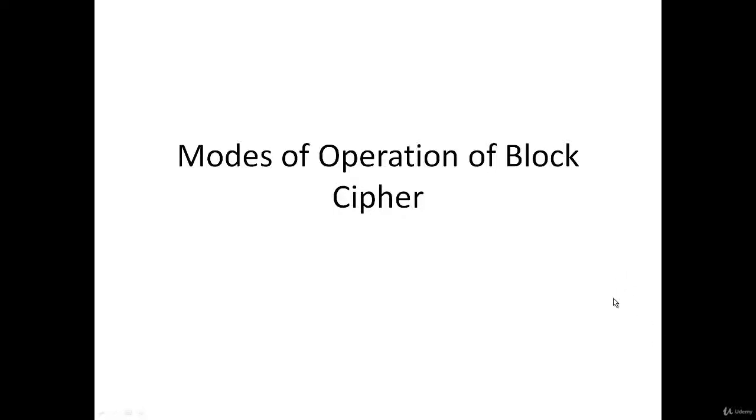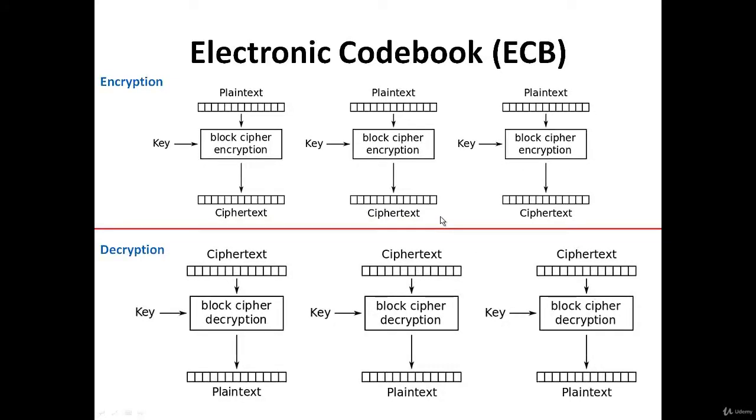So block ciphers operate in different modes. That means block ciphers are the ciphers which encrypt a block of information at one go, unlike stream ciphers which encrypt bit by bit. So there are different modes of operation of block ciphers. We will start with the electronic code book mode, the most basic mode.